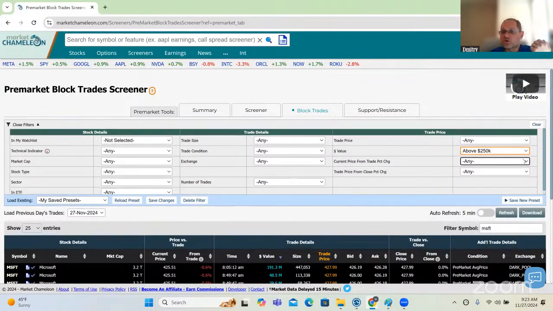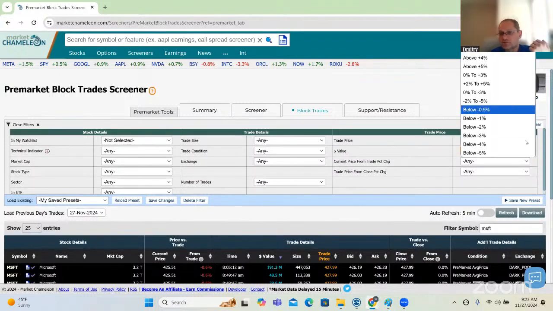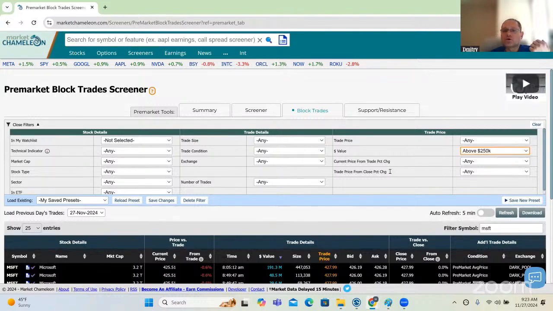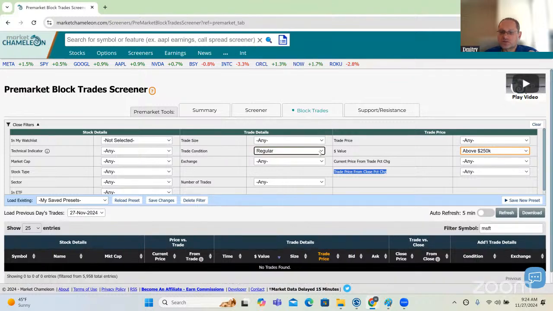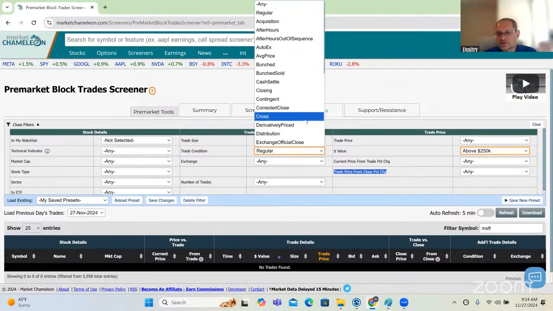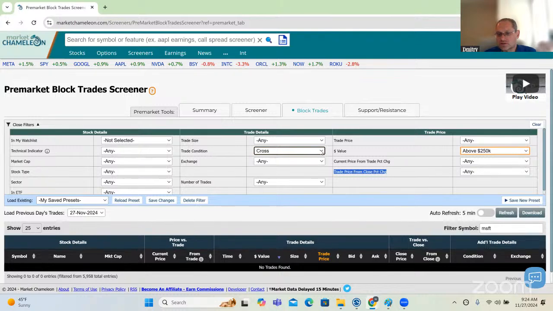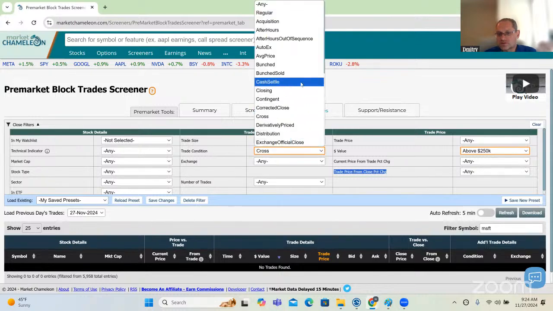If we wanted to look at stocks that are moving up or down away from the block trades, we could filter for those, or for the trade price moving away from the previous day's close. We could also look for trade conditions. So here's the average price that we're talking about. These would be just regular trades, but we're not in regular hours. Let me see if there are any crosses. Okay, nothing unusual here.